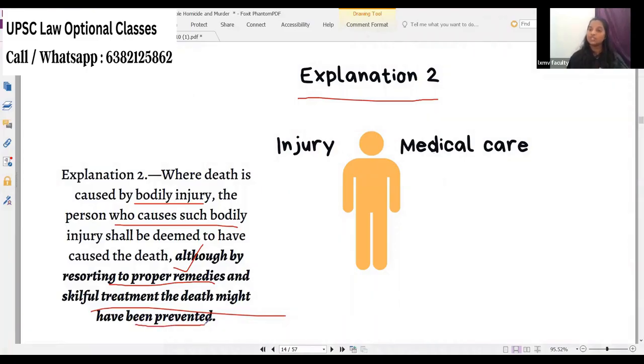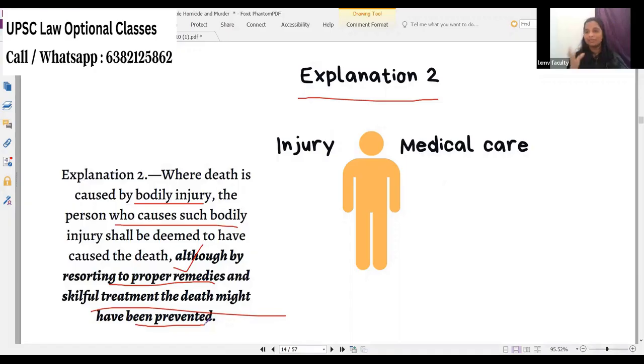I give an injury to some person, and he is dead only after 2 hours of that injury. If at all he is taken to hospital in between this time, he must have been alive. Then I cannot come and say in the court that, see, I just gave an injury, but later he died only after some time. If at all proper medical care is given, if at all a skillful treatment is given, he must have been alive. So don't punish me for culpable homicide. I cannot take that plea.